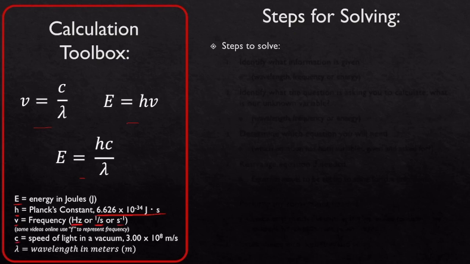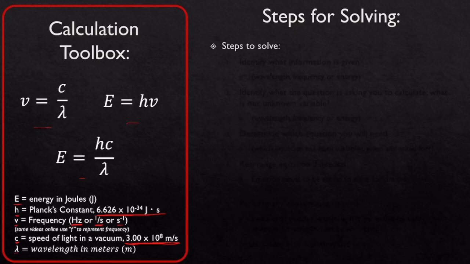The little c over here stands for the speed of light, which is also another constant value. The speed of light in a vacuum is 3.00 times 10 to the 8th meters per second. And that's the number that you're going to plug into the calculations anytime you see the little c.